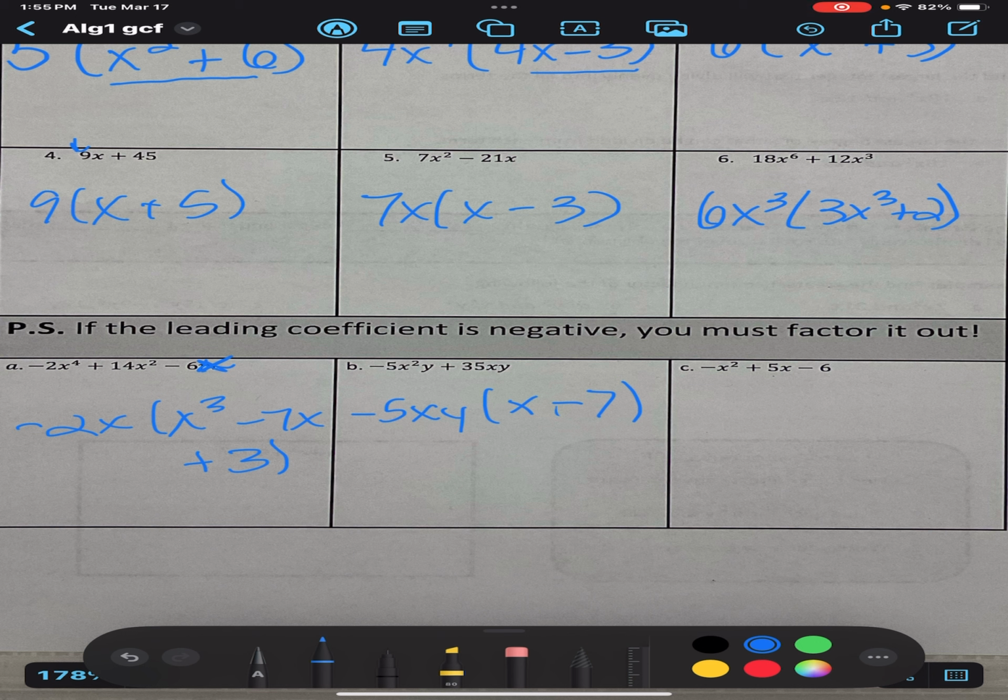And then here, the only thing I can factor out when they have nothing in common, everything is divisible by, you guessed it, 1. So I'm just going to change all the signs. And that is factoring with GCF.